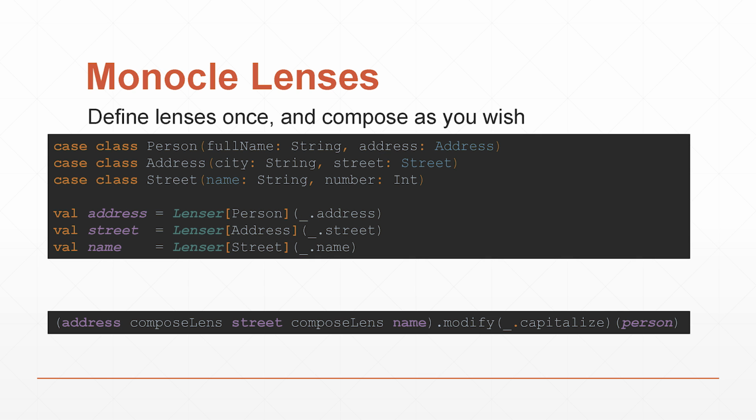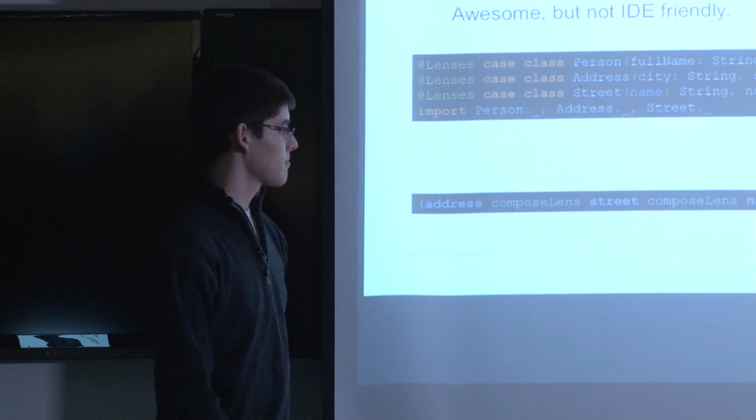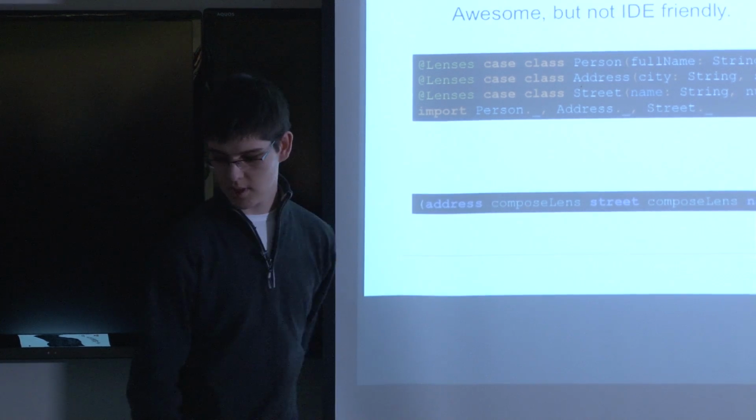All right? We can get it even shorter with macros, the macro annotation. We can just annotate it with the lenses annotation, and it generates all the lenses in the companion object. It's IDE friendly. IntelliJ does recognize it. It's very nice. It's much shorter. And the user side is just composing everything with a one-liner.